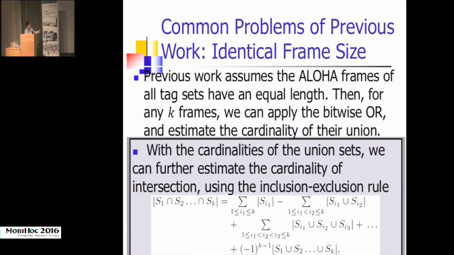If we know the union, then we can further derive the size of the intersection using the famous inclusion and exclusion law. So you can see this set expression about intersection can be transformed to the summation of several union set cardinalities. So this is what previous work does, and why they assume each tag set must be compressed into equal length bitmaps.